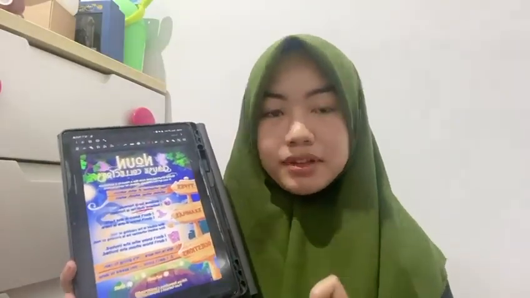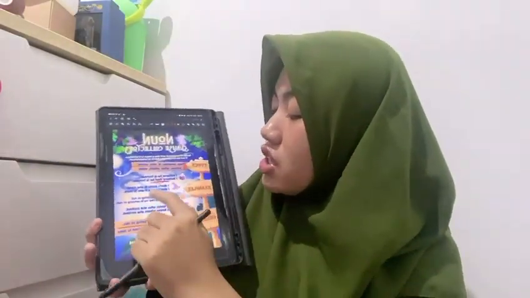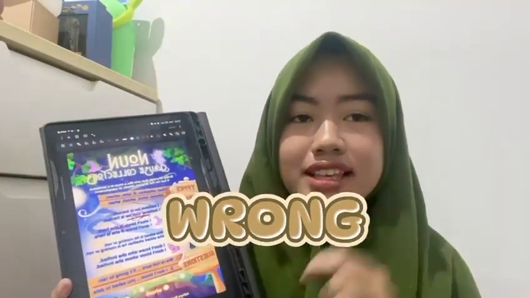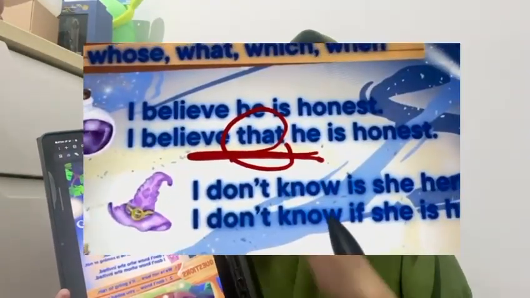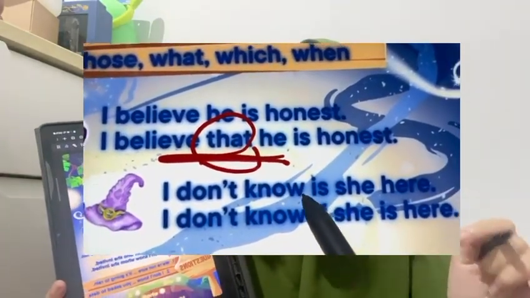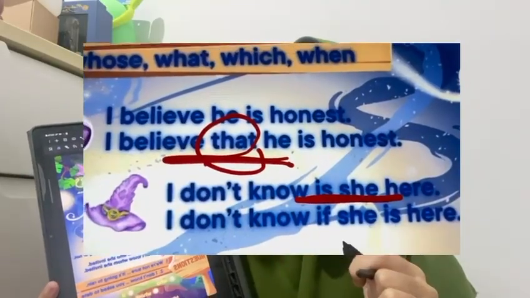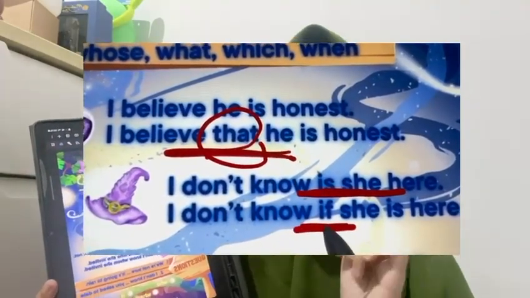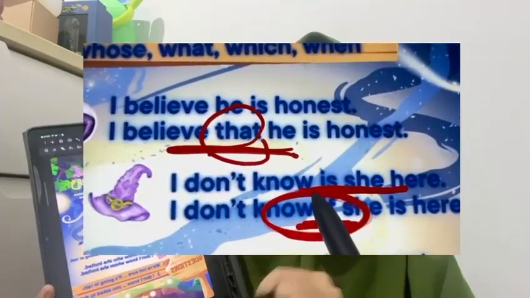Second one, if, used in indirect yes or no questions. For example, I don't know, is she here? This sentence is wrong because it uses a direct question structure in a position where it should be an indirect question. The sentence, is she here, is a direct question. But after I don't know, you need to change into an indirect statement, not a question.